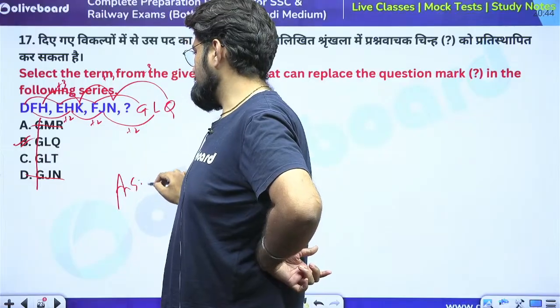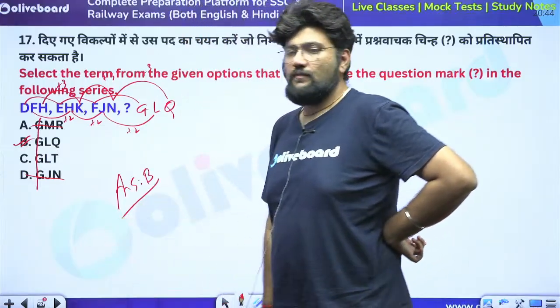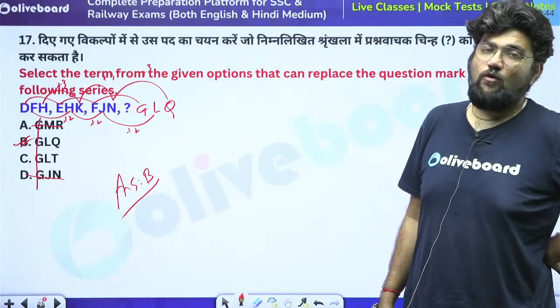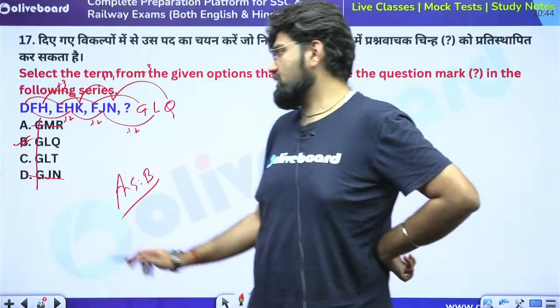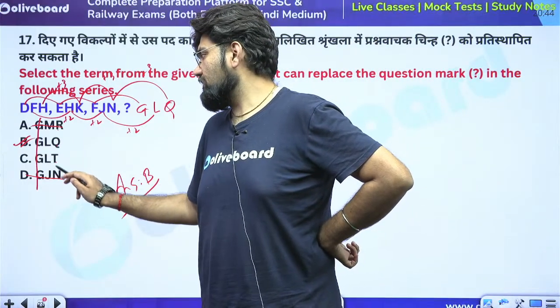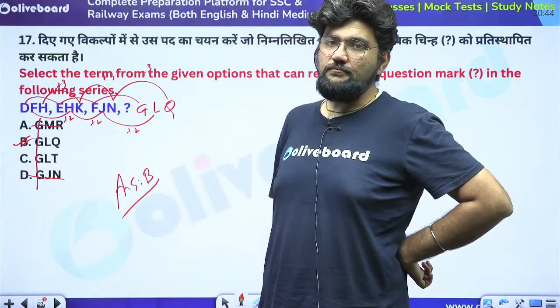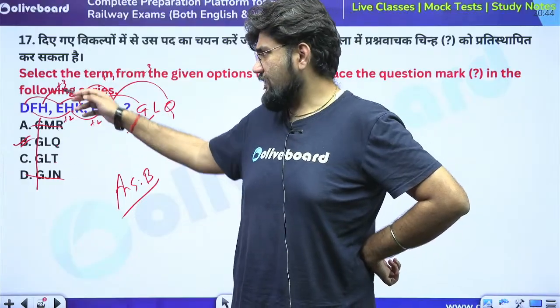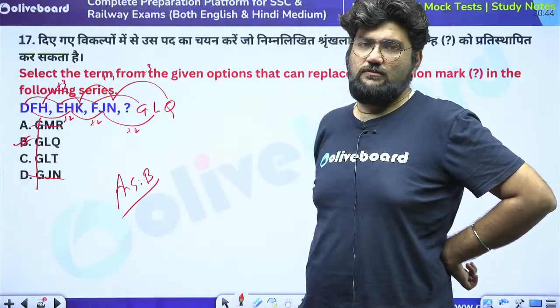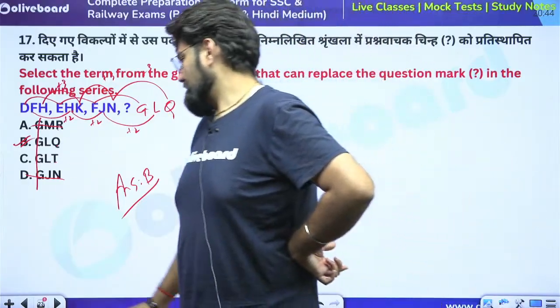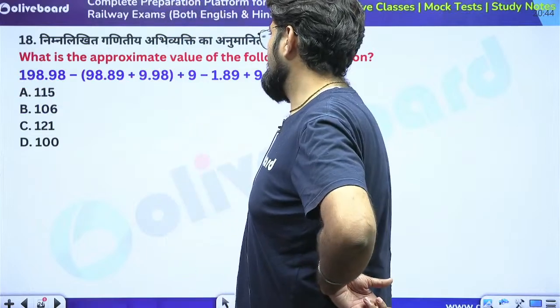What would have been a better option? A better option would have been, if you look at the options, you will see that the last letter is different for all the 4 options. Rather than checking the first and second letter, straight away check the last letter and get your answer. That will save time. Okay.